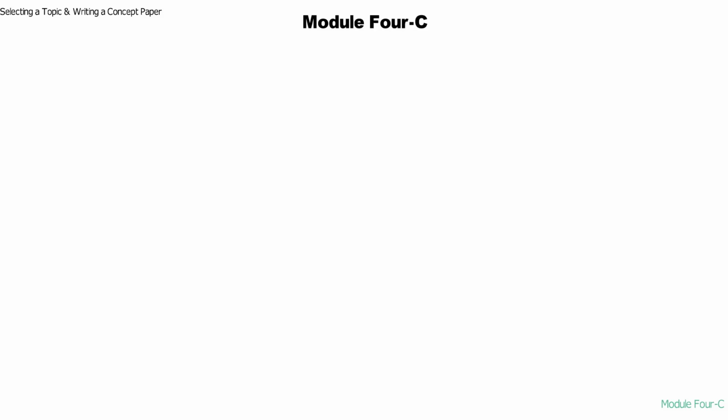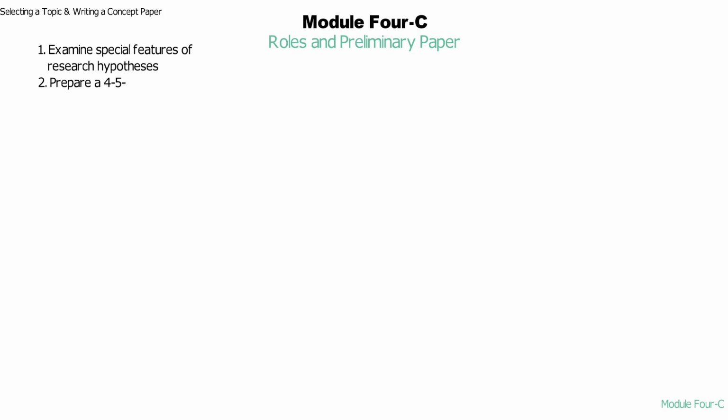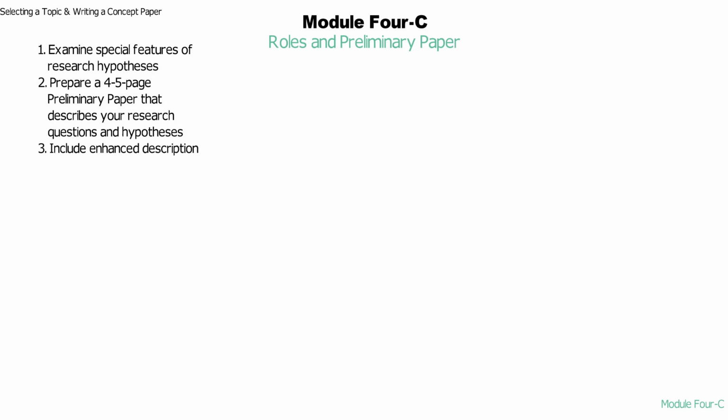In Module 4C, 1. You will examine some special features of research hypothesis. 2. Prepare a 4 to 5 page preliminary paper that describes your research questions and hypothesis. And 3. You will also include an enhanced description of your research topic and statement of the problem, which you wrote in Module 3, Task Number 2.